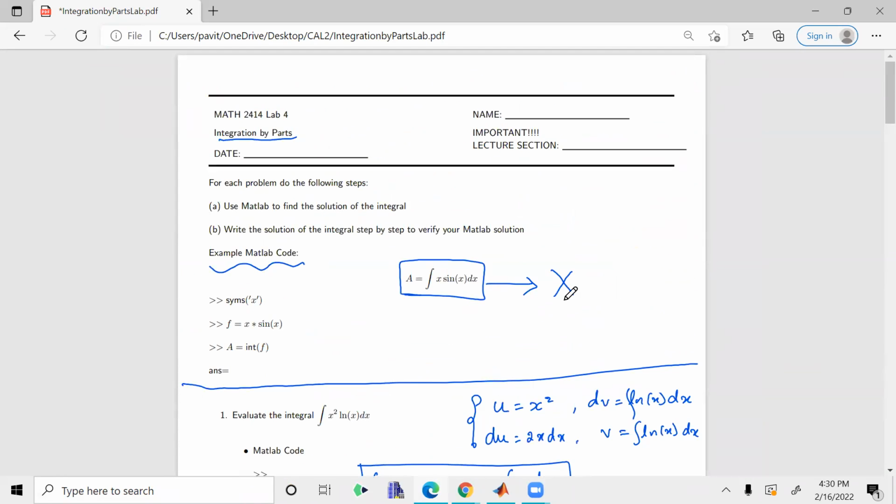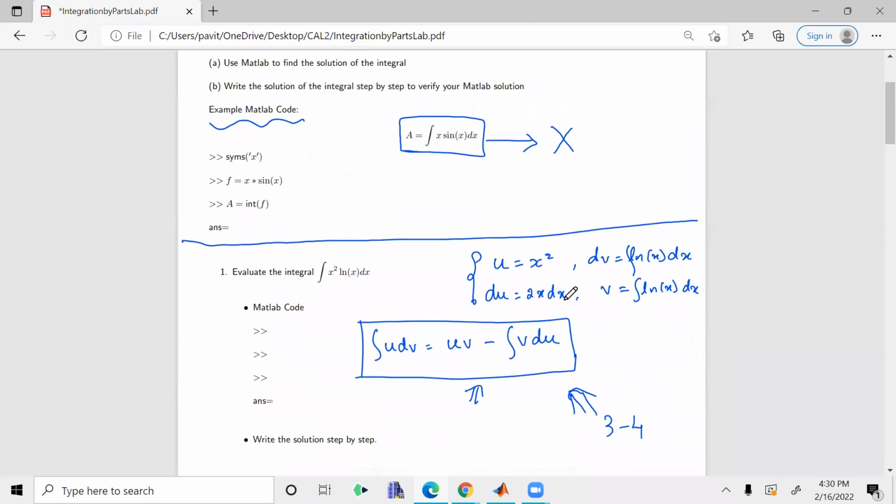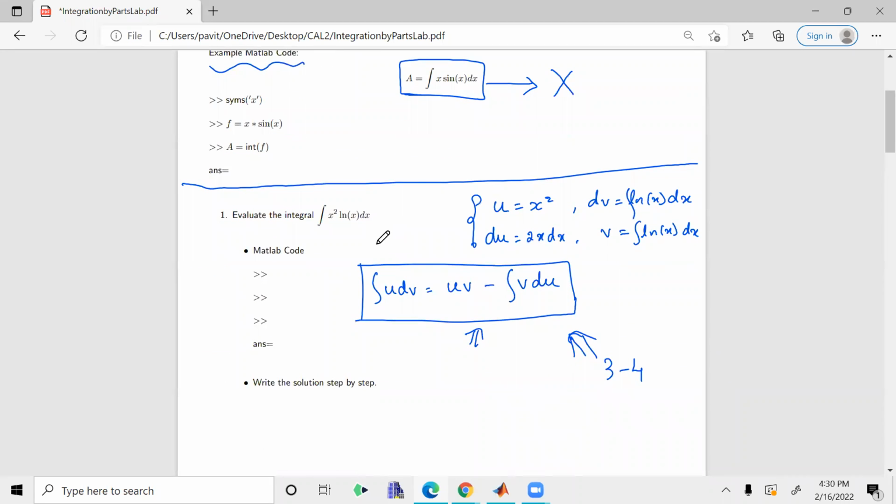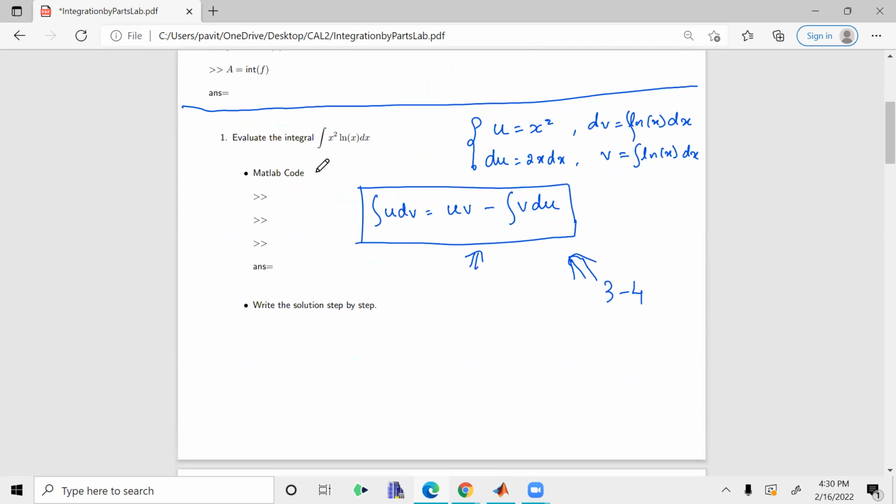Remember, for this lab, you're going to upload the Matlab code in a PDF format, and you are going to submit all the 7 problems with hand calculations. You can write on a sheet of paper, scan it, and upload it as an image, or if you want, you can write in the same lab document and upload it as a PDF.